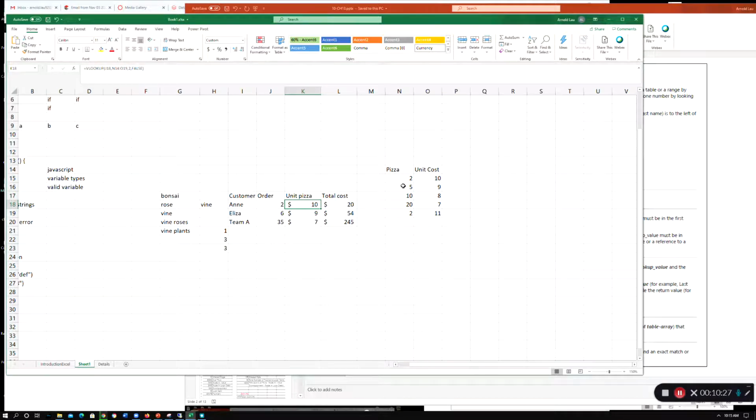Hopefully this demonstrated, number one, what happens when you do a default and don't put in this last part here.